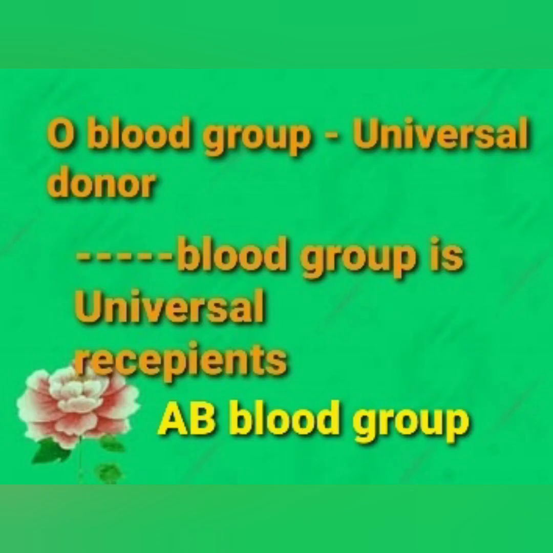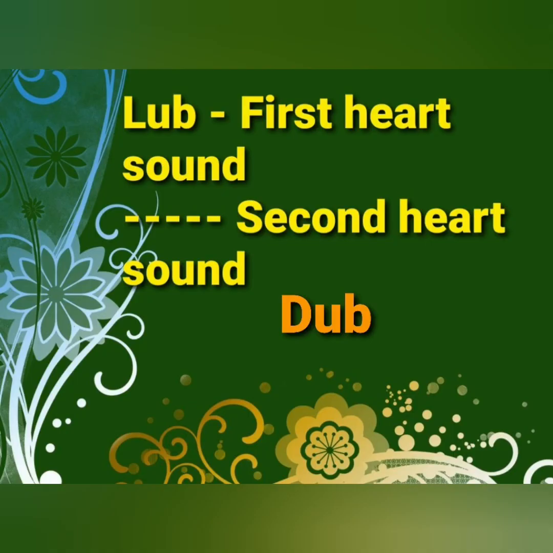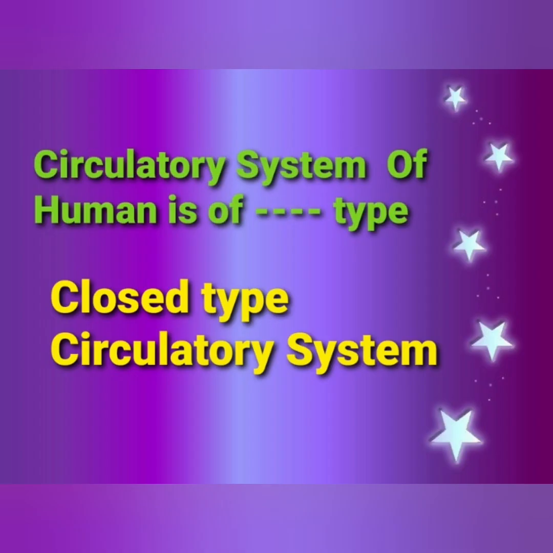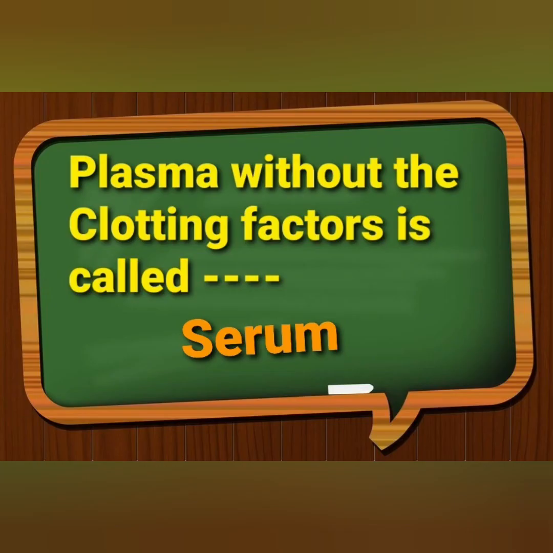O blood group is given as universal donor and dash blood group is called universal recipients. The answer is AB blood group. Now, lub first heart sound given, dash is the second heart sound. The answer is dub. It is the second heart sound. Circulatory system of human is of dash type, closed type circulatory system. Plasma without the clotting factors is called serum.